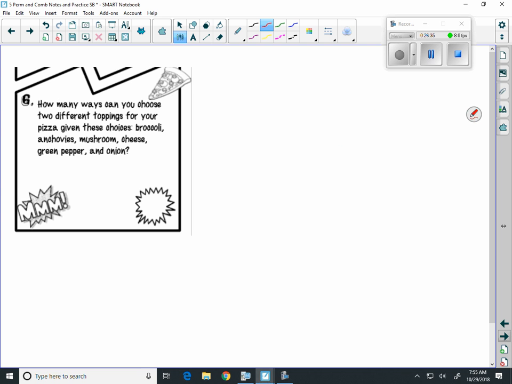Okay. Number 6. How many ways can you choose 2 different toppings for your pizza? Given the choices are, those are gross options, by the way, 1, 2, 3, 4, 5, 6 options. So it's going to be 6 combination 2. Go ahead and put that in. You should get 15 for that one.